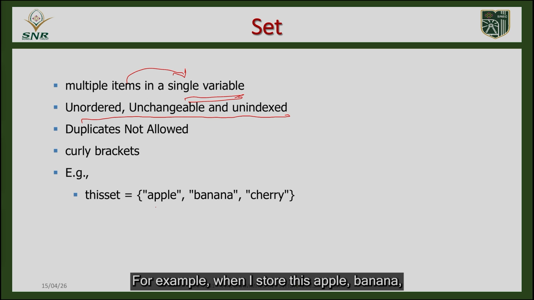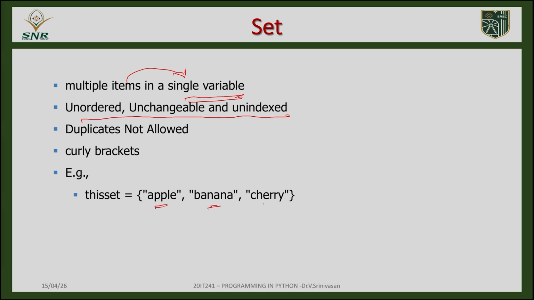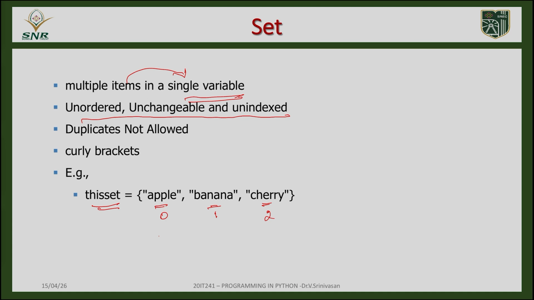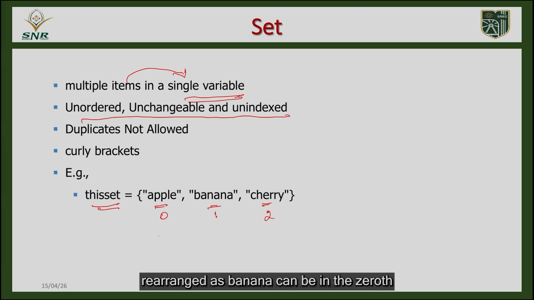For example, when I store apple, banana, cherry inside a set, at this moment apple is stored in the 0th index position, banana in the first index position, and cherry in the second index position. After a while, when I again give the same set, it might be rearranged: banana can be in the 0th index position, cherry in the first, and apple in the second.